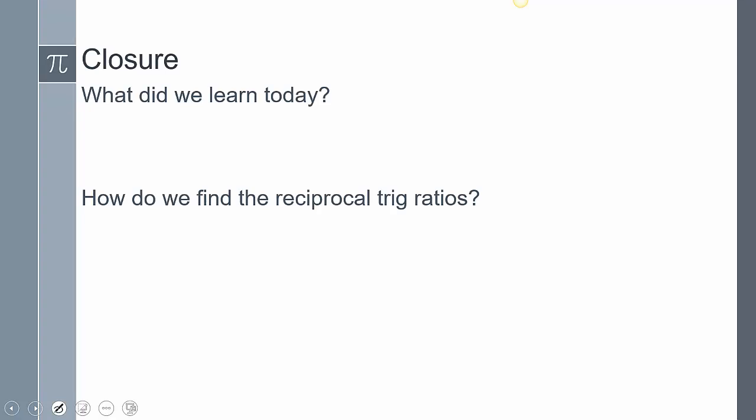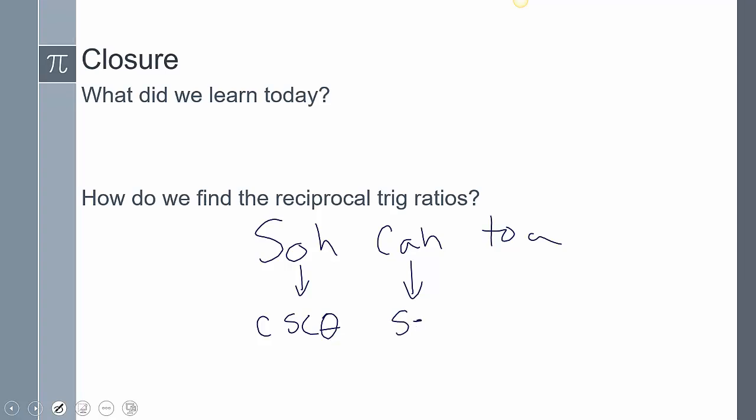So what did we learn today? We talked about the reciprocal trig functions, and the way that we find them is you originally find the sine, the cosine, and the tangent, and then you just flip to convert it to the reciprocal. And we know that sine goes with cosecant, cosine goes with secant, and tangent goes with cotangent.